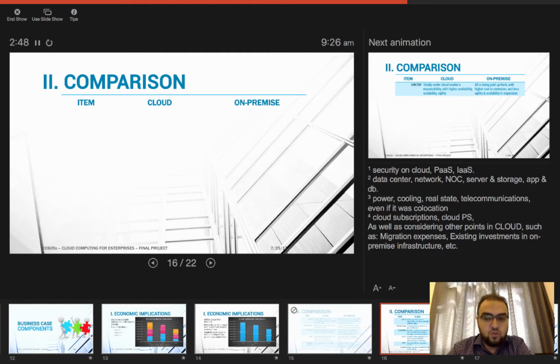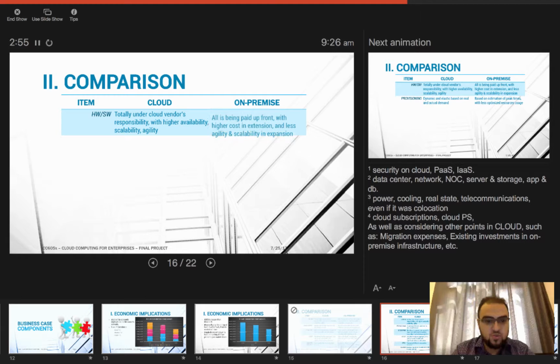If you move to the comparison between the cloud and on-premise, we will see some items. If we talk about hardware and software, it's totally under the cloud vendor's responsibility. Unlike on-premise, where it's all paid upfront and is the whole responsibility of the corporate itself.